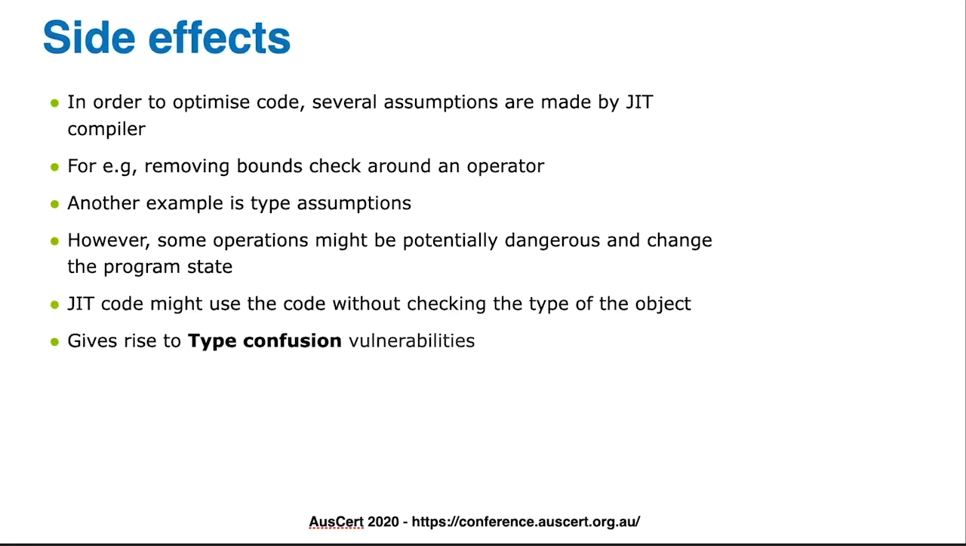Okay. However, in order to optimize the code, since we discussed, there are several assumptions which are being made, right? Such as, let's say, assuming types, or in certain cases removing bound checks. Okay. These actions can be potentially dangerous and change the program state. And the JIT code might use the code without checking the type of the object, which might give rise to several type confusion vulnerabilities.